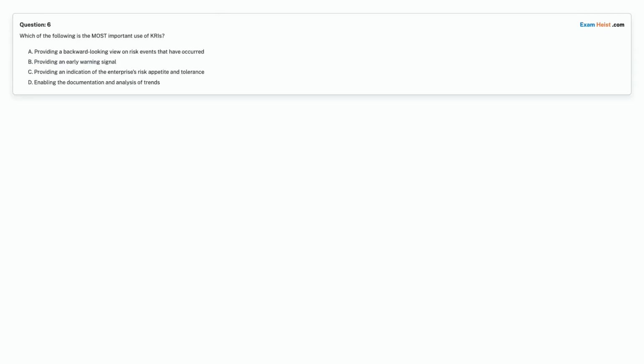Question 6. Which of the following is the most important use of CRISC? Option A. Providing a backward-looking view on risk events that have occurred. Option B. Providing an early warning signal. Option C. Providing an indication of the enterprise's risk appetite and tolerance. Option D. Enabling the documentation and analysis of trends. Choose the correct answer.